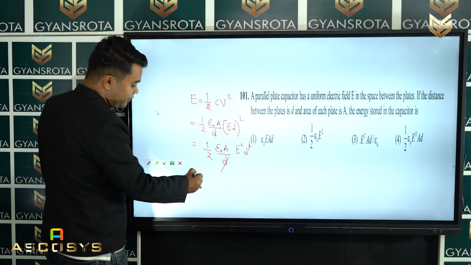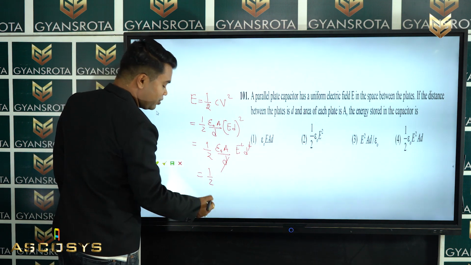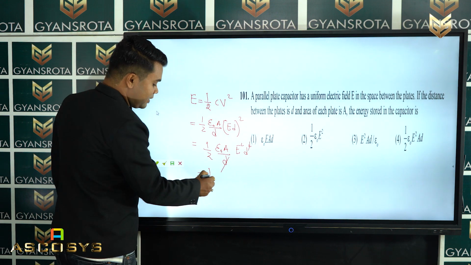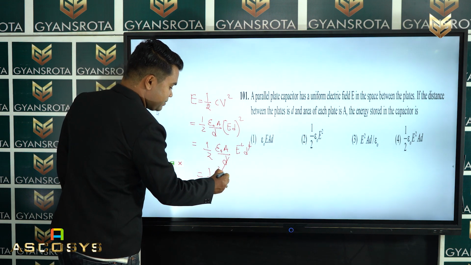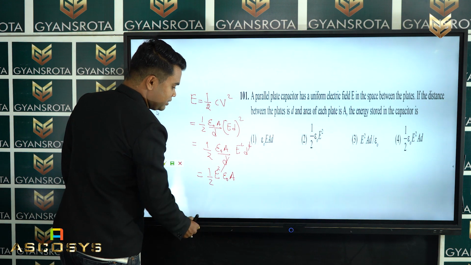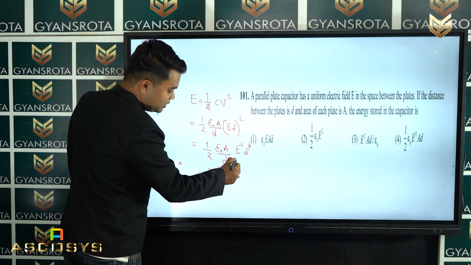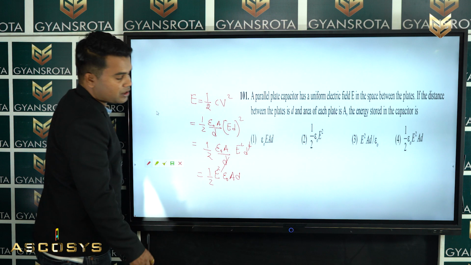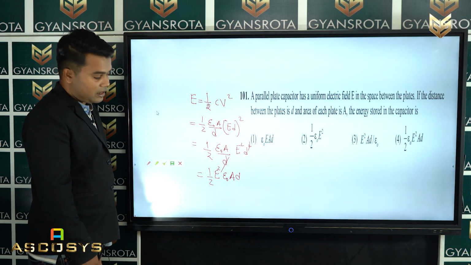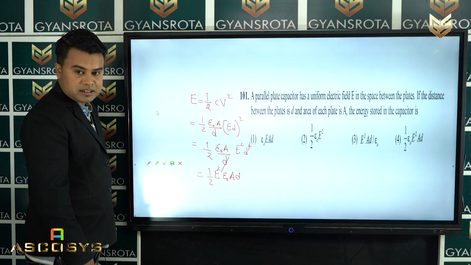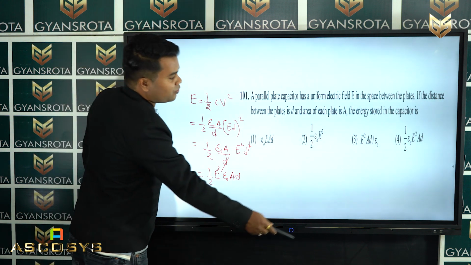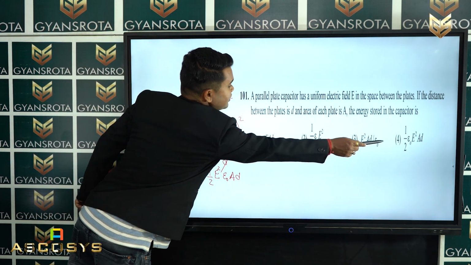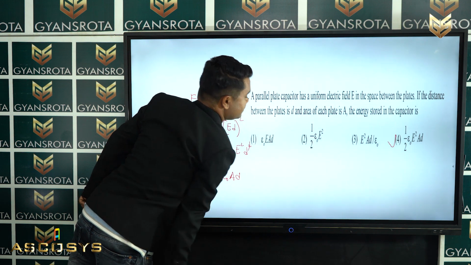Now if I take half epsilon naught A by d, E square d square, so d gets cancelled out. I have shown you the whole answer out here. So it will be half E square epsilon naught A, fine, and d will also be there. So check out for the correct answer. I think the correct answer for this one is option number 4. So 4 is the correct answer. You can click on 4.